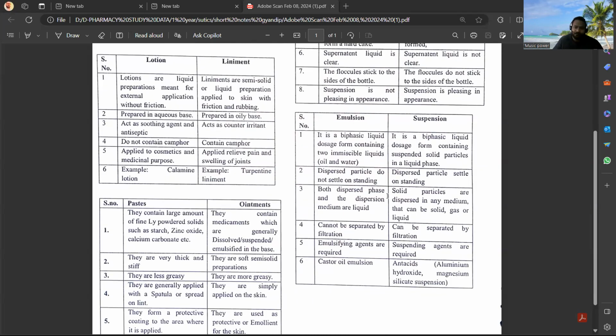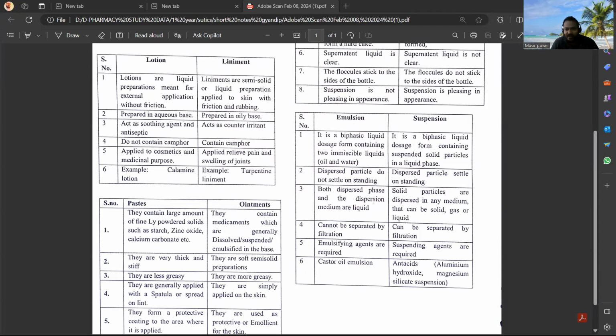Next, the difference between emulsion and suspension. Emulsion is a biphasic liquid dosage form containing two immiscible liquids, oil and water. But suspension is a biphasic liquid dosage form containing suspended solid particles in a liquid phase. In emulsions, dispersed particles don't settle on standing, but in suspension, dispersed particles settle on standing.